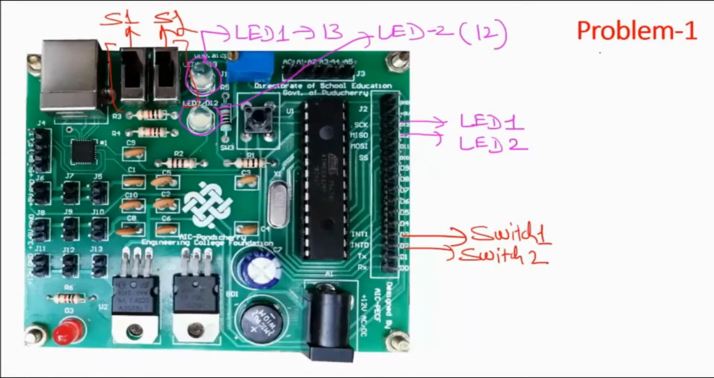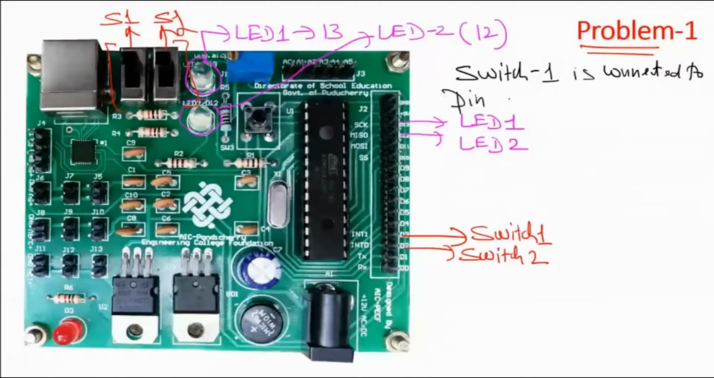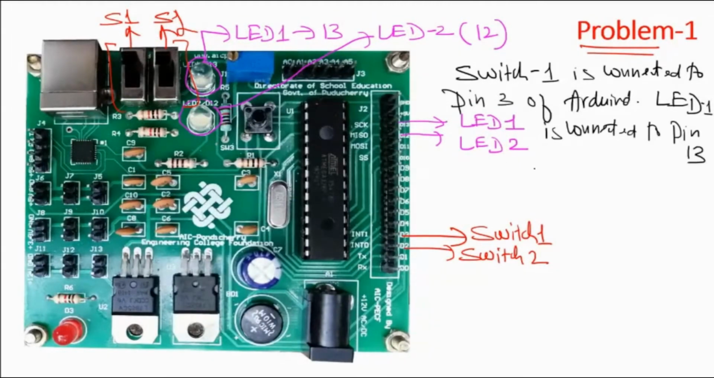So in the first problem, what I want you to do is connect switch 1 to LED 1 and take a control action. Switch 1 is connected to pin 3 of Arduino and LED 1 is connected to pin 13 of Arduino. So what is the circuit diagram?